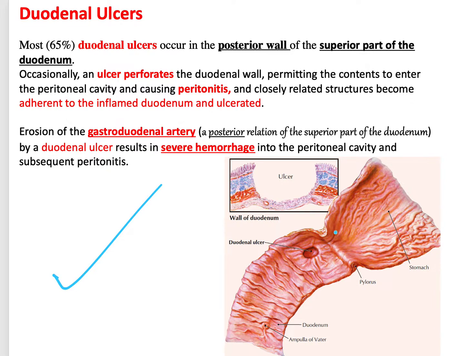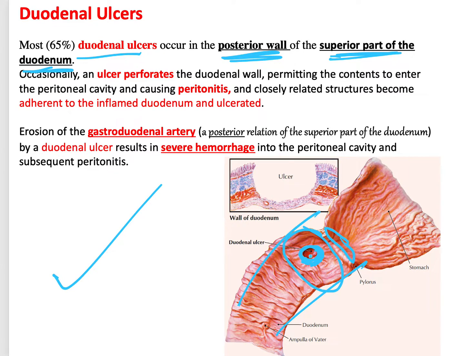Take care. And you remember, this is the pyloric orifice, and this is the duodenal cap or ampulla. And remember that most of the ulcers occur at the posterior wall of the superior part of the duodenum. So this is the first part of the duodenum. Most duodenal ulcers occur in the posterior wall. In the posterior, most of the duodenal ulcers occur in the posterior wall of the superior part of the duodenum.